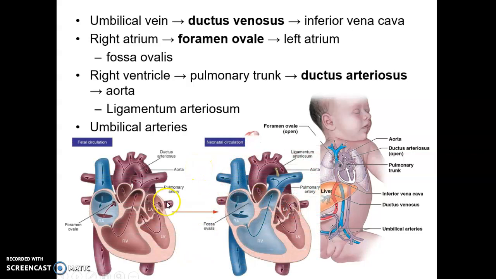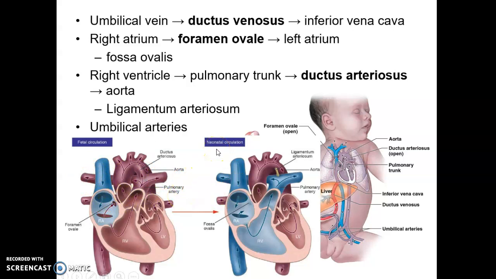Here's just another picture showing the fetal circulation. There's the foramen ovale connecting the right and left atria. And then there's the ductus arteriosus connecting the pulmonary trunk to the aorta. And again, those are in the fetus because what enters into the fetus's right atrium is oxygenated blood. So there are these shunts that are bypassing the pulmonary circulation.